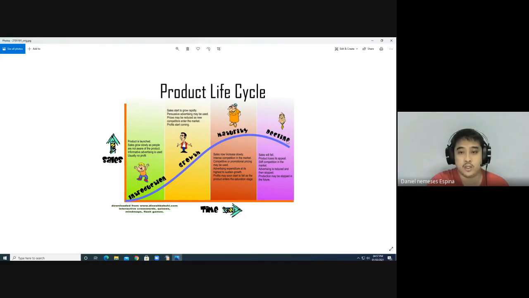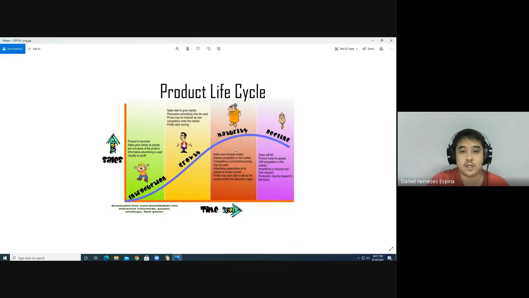Okay, so in the declining stage, the sales will fall, the product will lose its appeal, or the market does not anymore prefer the product. There's a steep competition in the market. Perhaps the advertising is reduced and then possibly stopped. And if it will continue to fall, then the production may be stopped in the future.